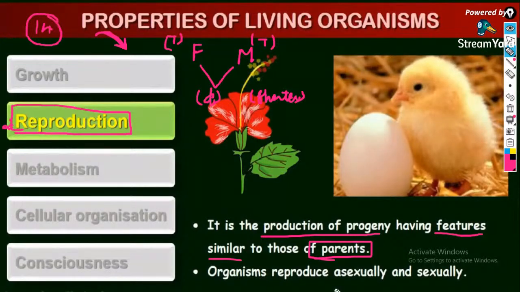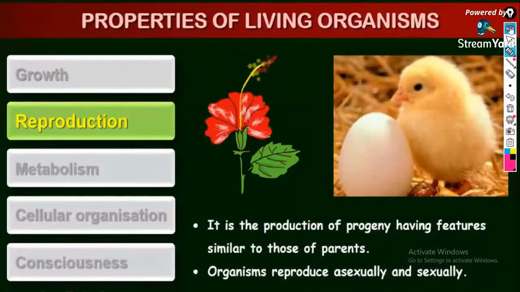There are two types of reproduction. All these chapters you also studied in your 10th standard. Organisms reproduce asexually and sexually. So there are two types of reproduction: asexual reproduction as well as sexual reproduction.